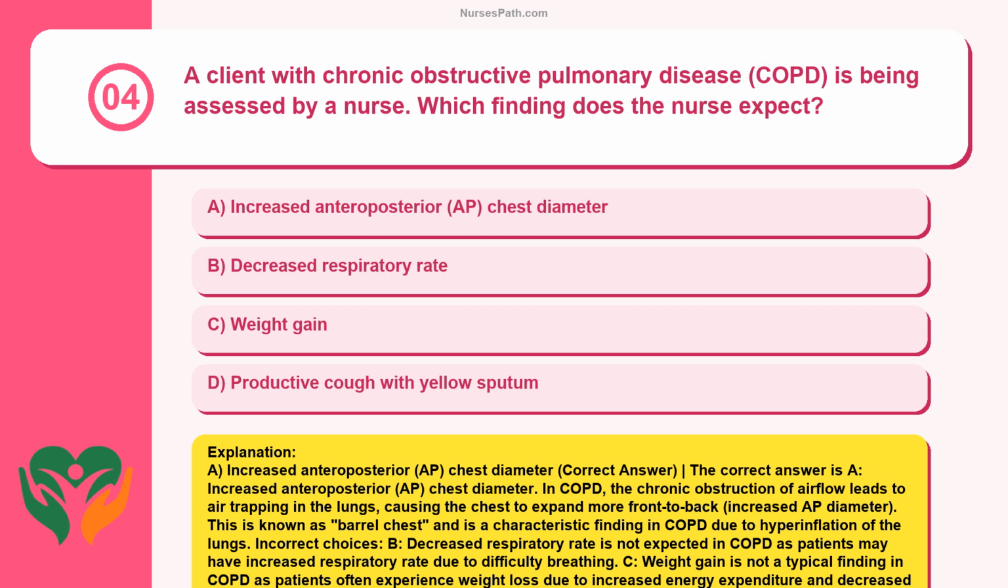Incorrect choices: B. Decreased respiratory rate is not expected in COPD as patients may have increased respiratory rate due to difficulty breathing. C. Weight gain is not a typical finding in COPD as patients often experience weight loss due to increased energy expenditure and decreased appetite. D. Productive cough with yellow sputum is common in COPD, but it is not the most specific finding for this condition.